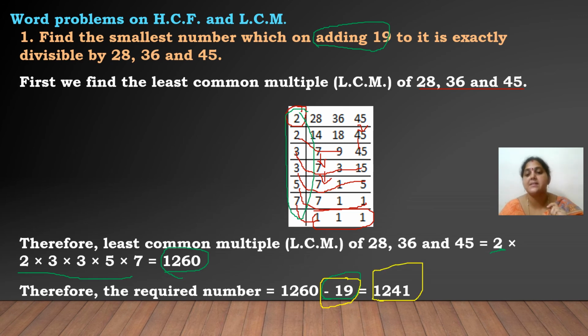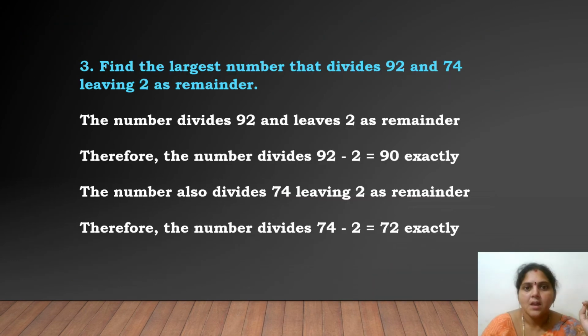So what is our exact LCM? Our exact LCM is 1241. This is how we are going to do the long division method. Now, we'll see one more example. Here we are going to find the largest number that divides 92 and 74.